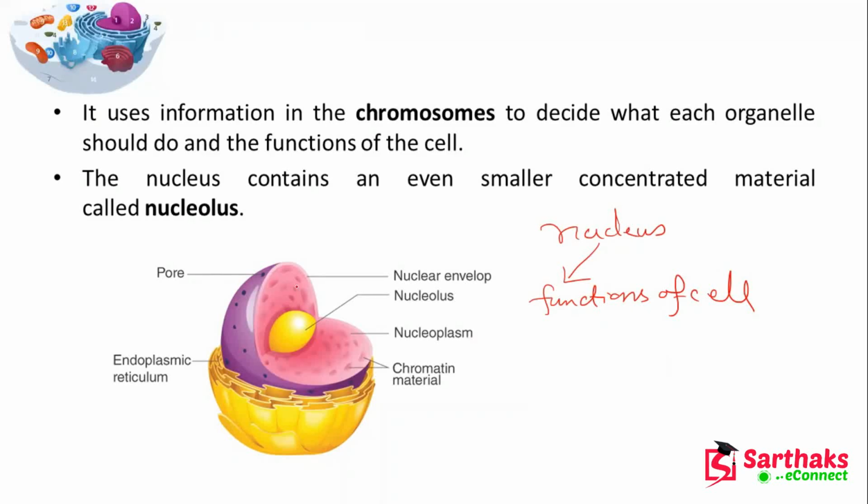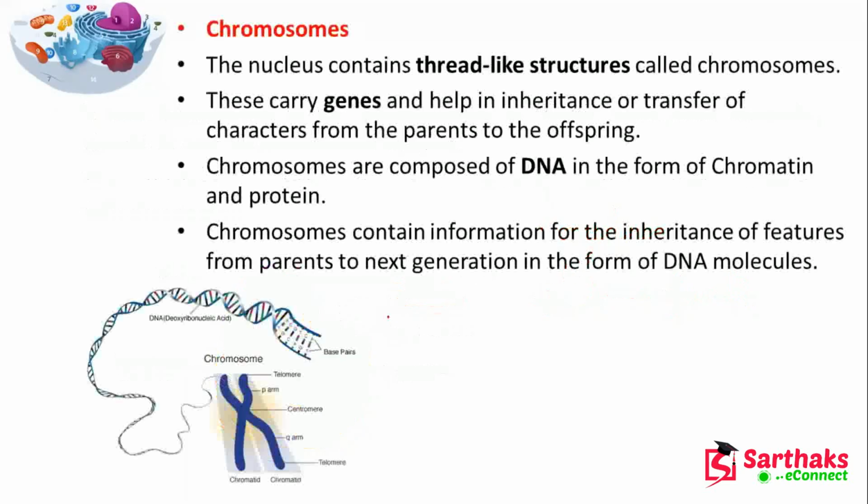The nucleus contains an even smaller concentrated material that is called the nucleolus. Here you can see this concentrated material, that is called the nucleolus. Okay. Now the chromosome. So this is the chromosome. You can see this is a thread-like structure, and it is the chromosome.